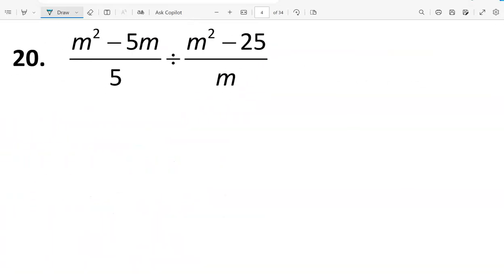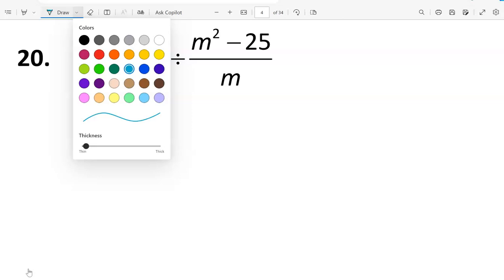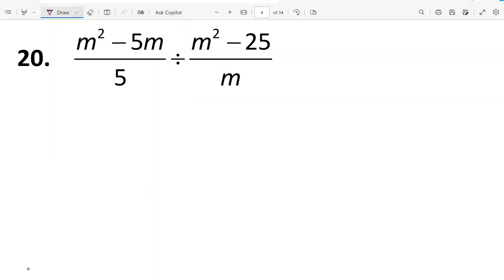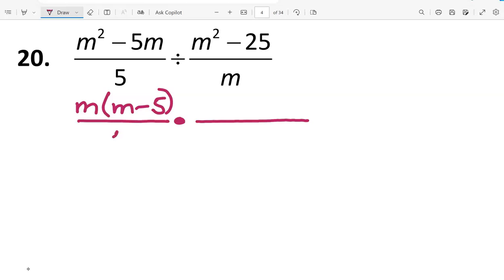In 20, we have a division. In order to perform a division, we change the second fraction to the reciprocal and change the operation to multiplication. So I'm going to leave the first fraction as is, but I'm going to factor the numerator and denominator. I'm going to write the reciprocal, or flip the second fraction, and factor its numerator and denominator.